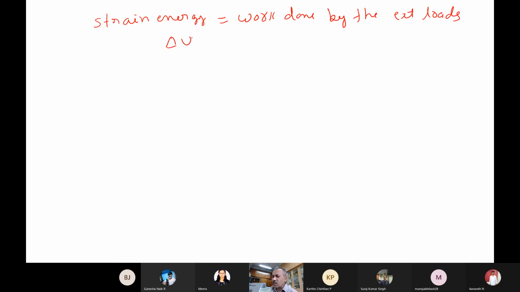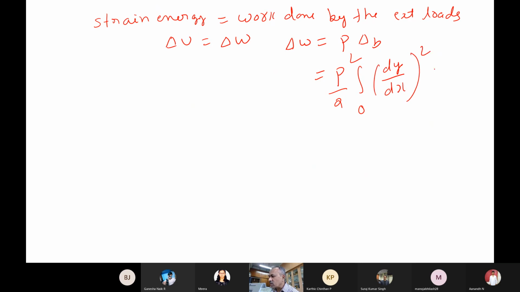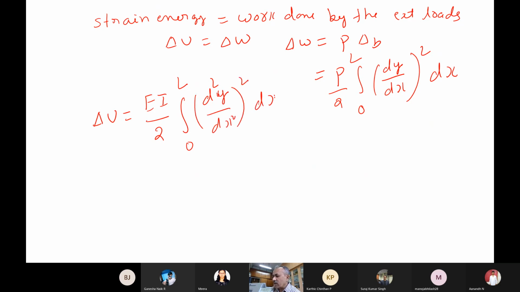So that delta U is equal to delta W, and I think the equations I would have derived; that video contains them. So delta W is some P into delta, then this becomes P by 2, integral 0 to L, square dx kind of thing. And delta U comes from the strain energy, that is the bending strain energy: integral 0 to L, d square y by dx square, whole square dx. So these were the energies. Both of them you have to equate, then you can find out the buckling load also. So this we would have discussed in that video also.